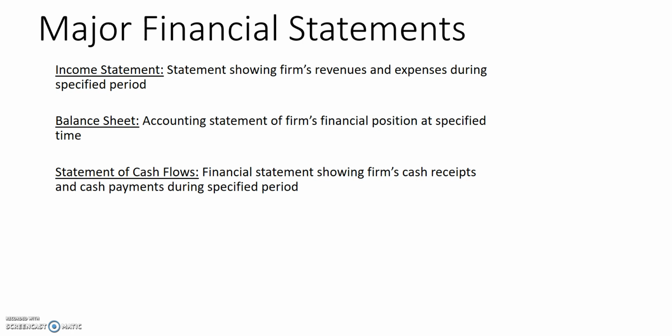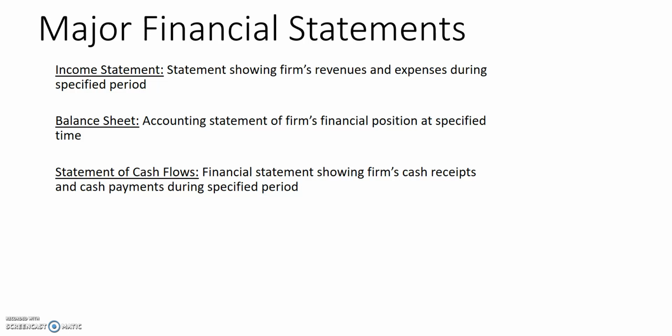First, it's important to understand the three primary, otherwise stated, major financial statements. Those three are typically thought of in terms of the income statement, the balance sheet, and the statement of cash flows. The income statement, as the name implies, is the statement that shows the firm's revenues and expenses during a specified period. This specified period typically is annually, but can also occur on a semi-annual or monthly basis.